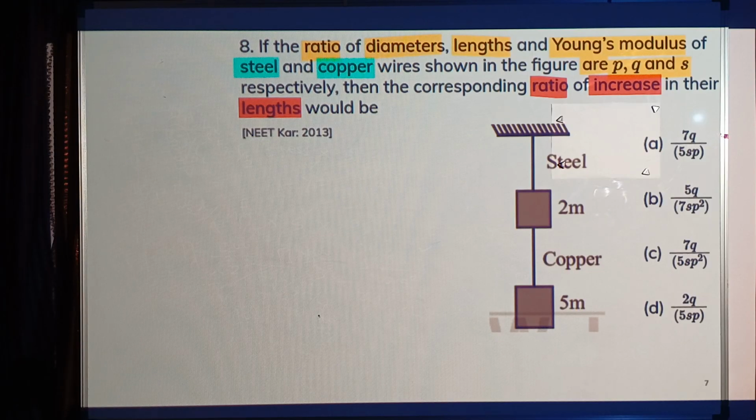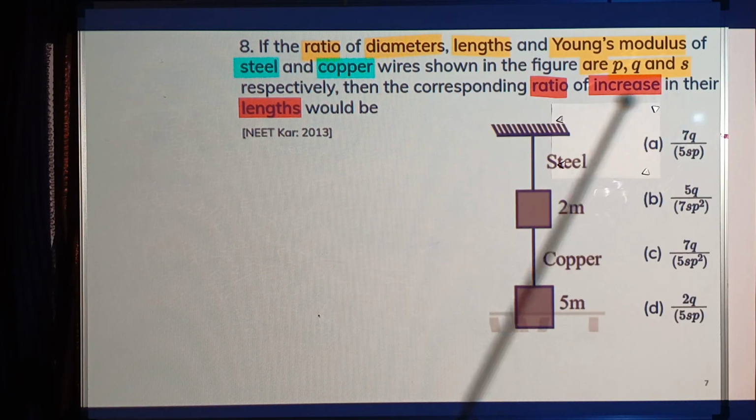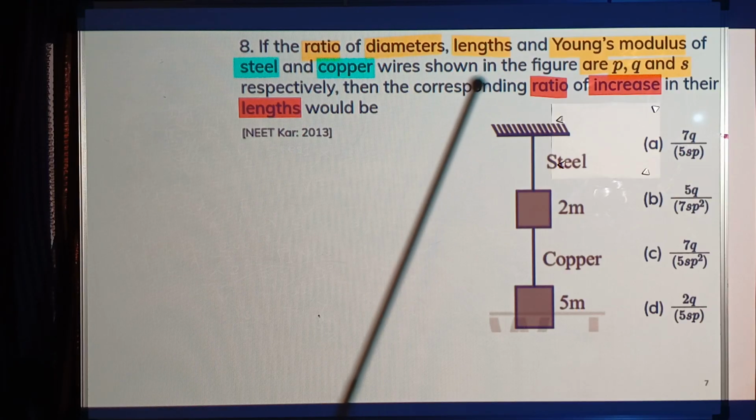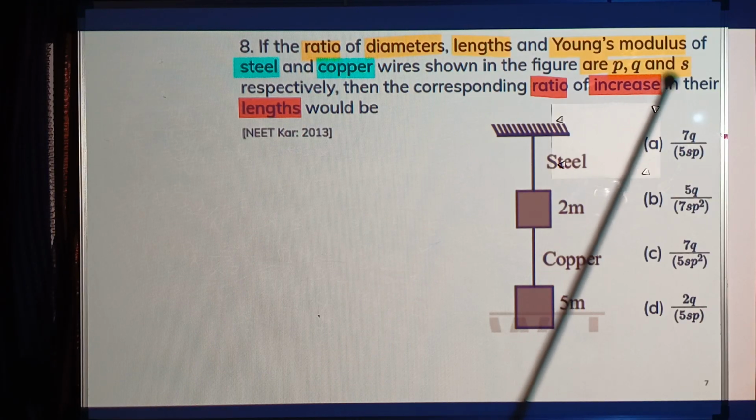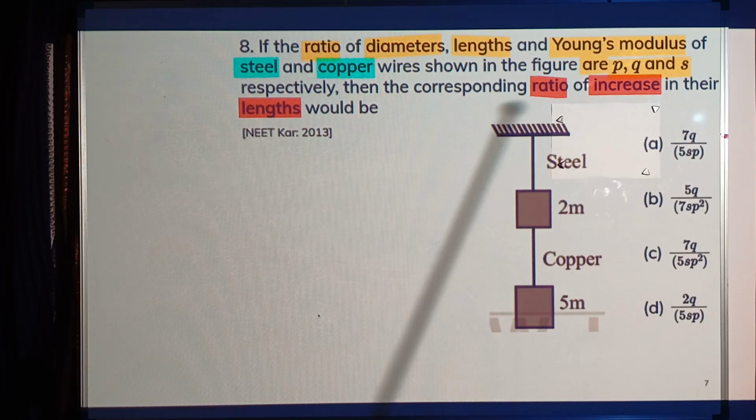This is the next question. The ratio of diameters and lengths and Young's modulus of steel and copper wire shown in the figure are P, Q and S respectively. Then the corresponding ratio of increase in their lengths would be.